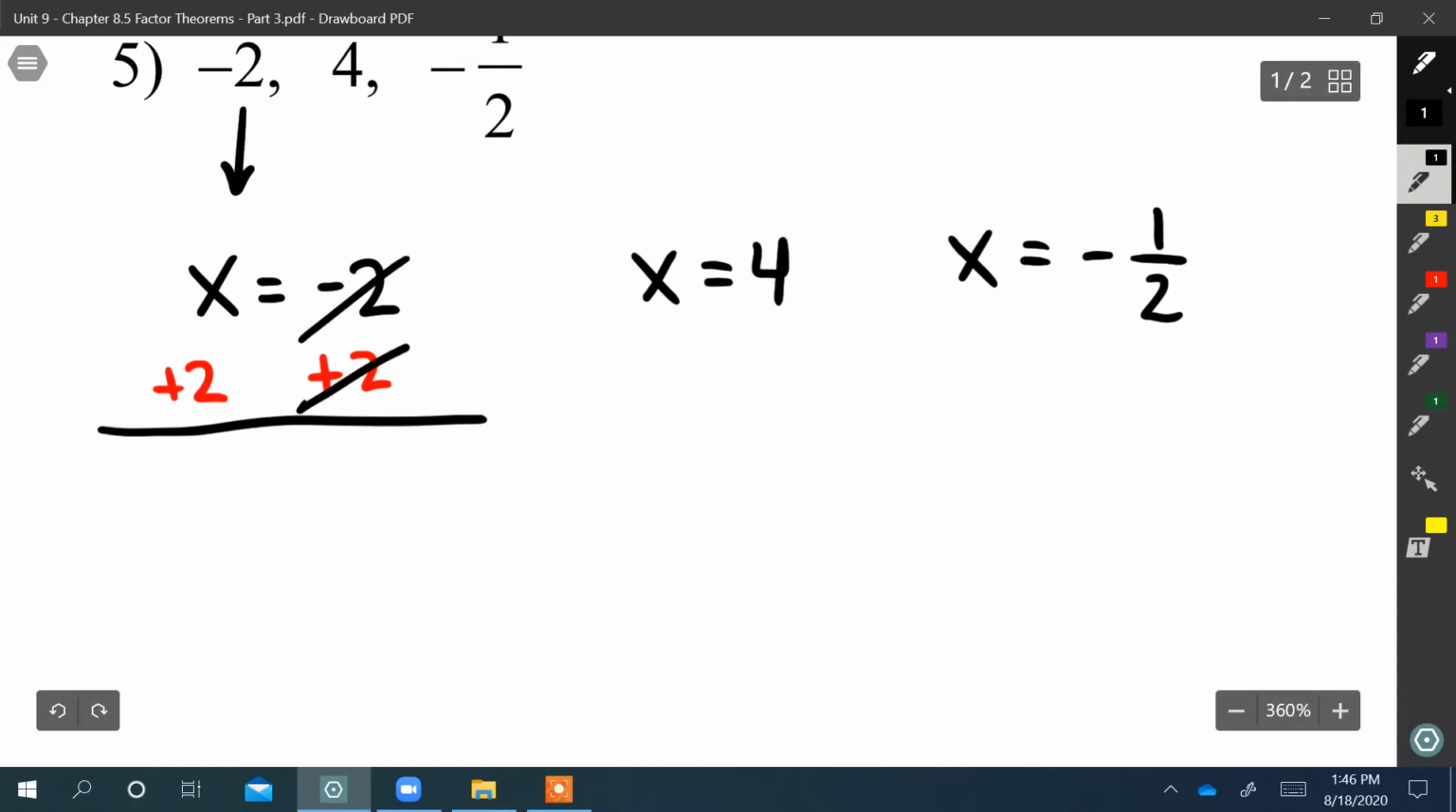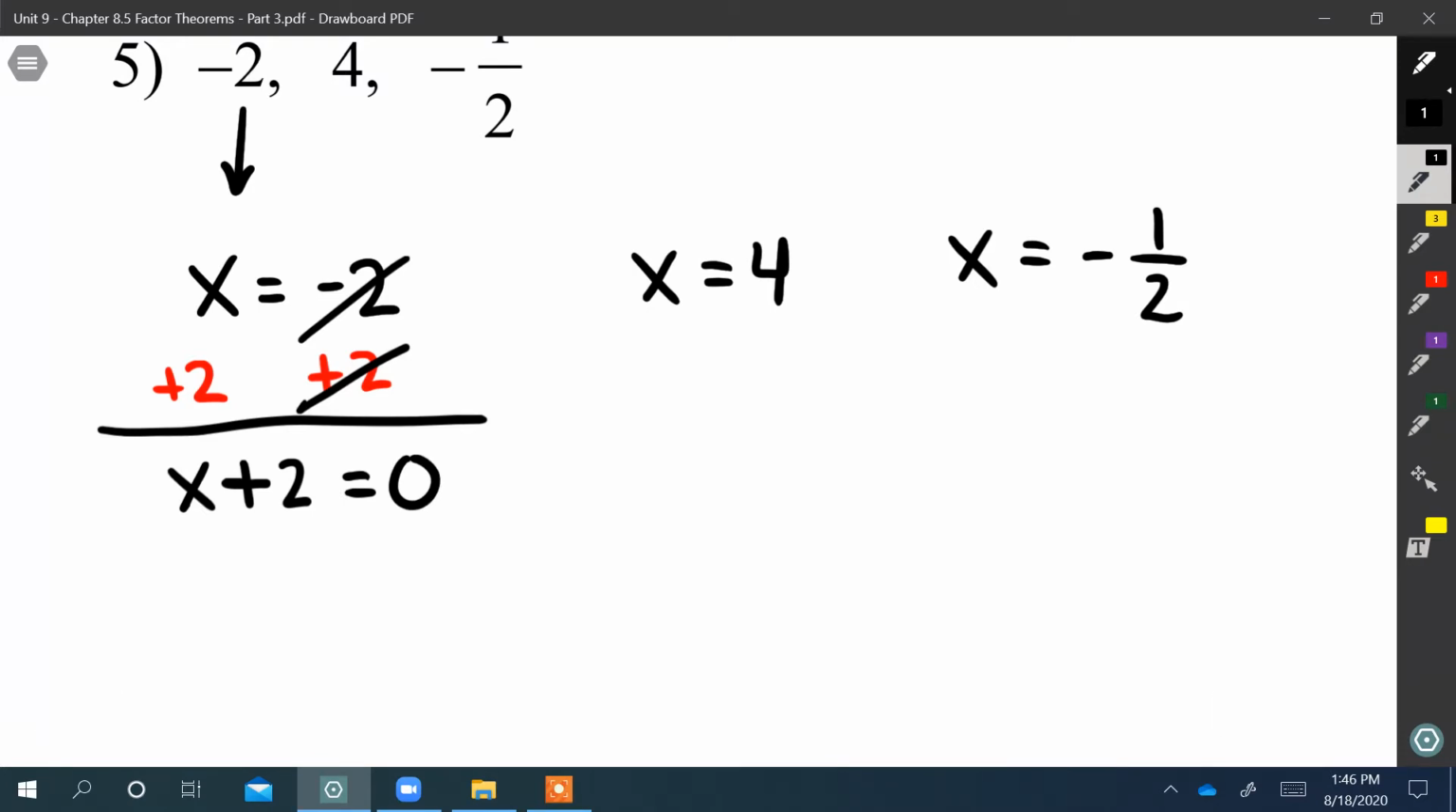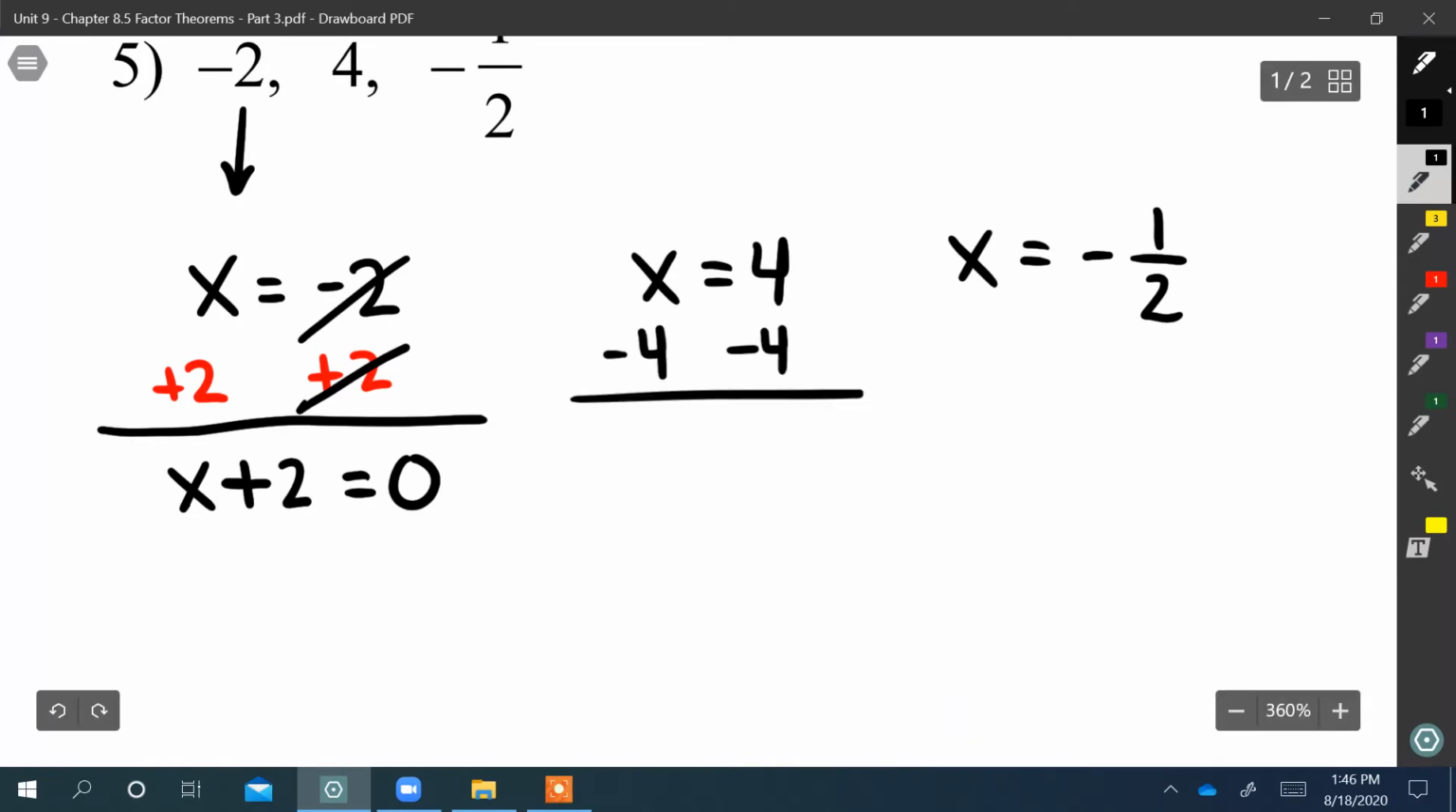So this and this cancel, and on this one we're going to get x plus 2. We can't combine those two. We'll get 0. Guess what, guys? This right here is a factor. And we are going to use that in a little bit to find the factors. On this one, we're going to subtract 4 on both sides, so that this and this cancel, and we get x minus 4 is equal to 0. Now this is another factor.